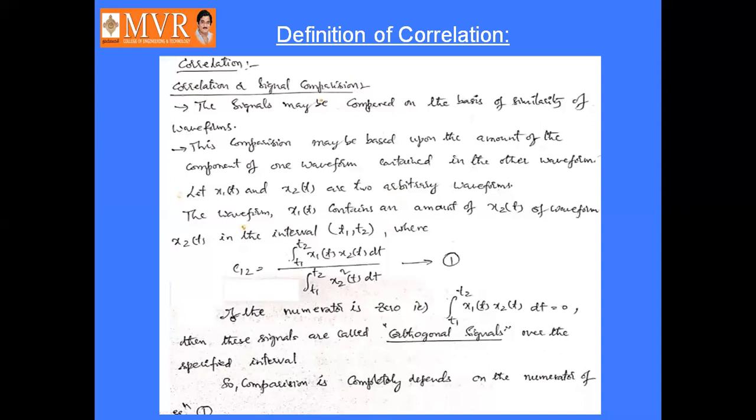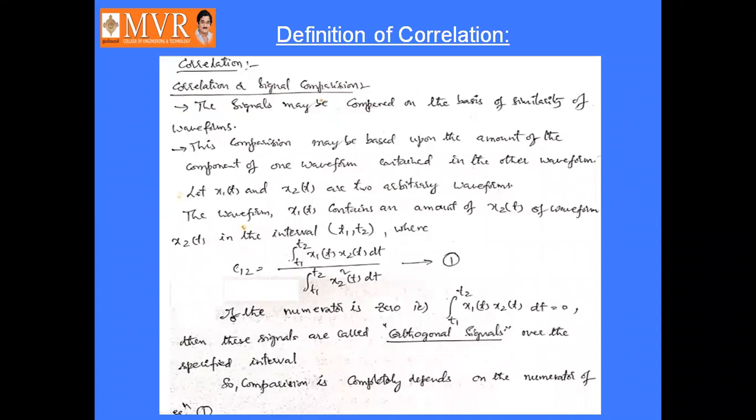Similarity of two signals or similarity of two vectors. Taking the same concept here, if you want to check the similarity between two signals, then c12 is equal to the ratio of the integral from t1 to t2 of x1(t) x2(t) dt by the integral from t1 to t2 of x2 square(t) dt. Let it be considered as equation number 1. If the numerator, the integral from t1 to t2 of x1(t) x2(t) dt, is equal to 0, that is c12 equal to 0, then the signals are called orthogonal signals for the specified interval t1 to t2. So orthogonal signals means the condition is c12 equal to 0.